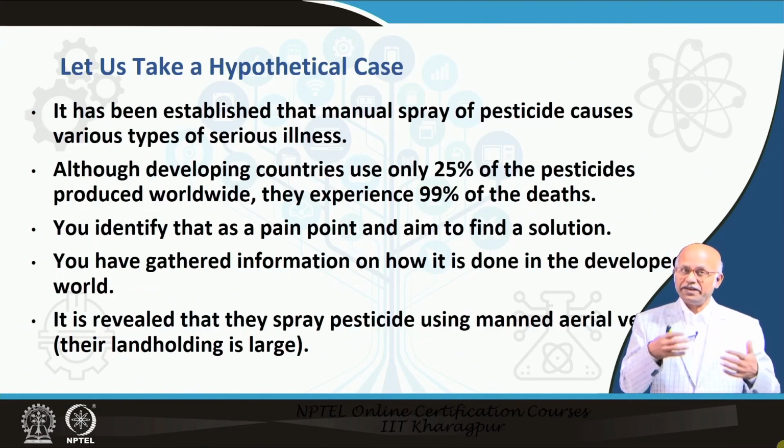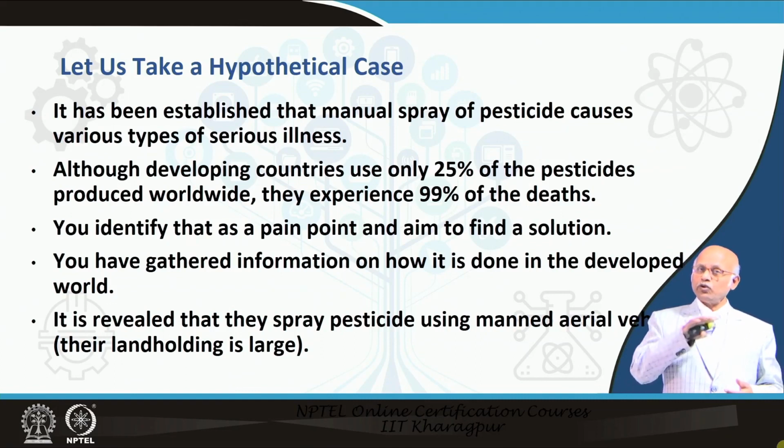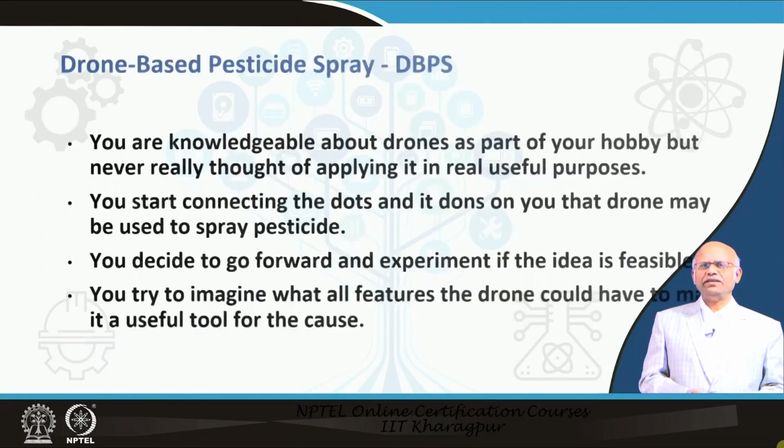So, this is a skewed kind of statistics. Why so? Because in developed countries they use drones for pesticide dispensing, whereas in our country people use manual tools for pesticide spraying. So, suppose you think that okay, let us think of starting a business as to how we can help our farmers and avoid this kind of untimely death. So, you think that okay, the drone is a new technology, let us use drones for doing this.